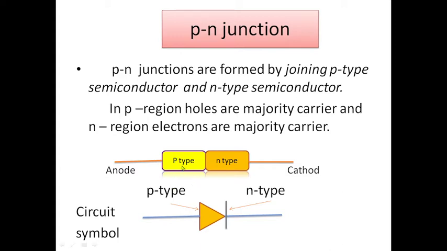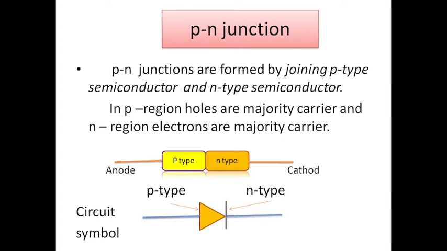When a semiconductor is doped in such a way that one side contains majority carriers as holes and the other side contains majority carriers as electrons, then these materials produce a PN junction. This is the junction, and this is called a PN junction. This device is very important in today's physics and technology.